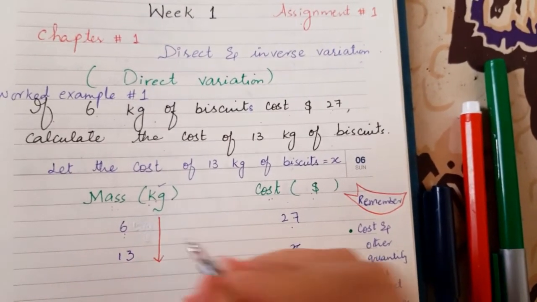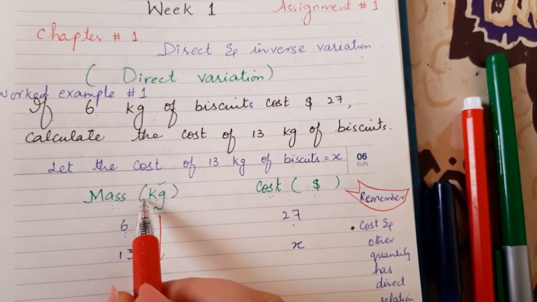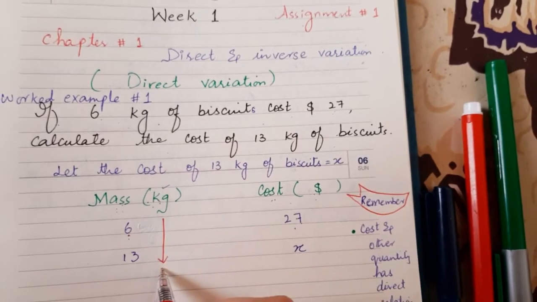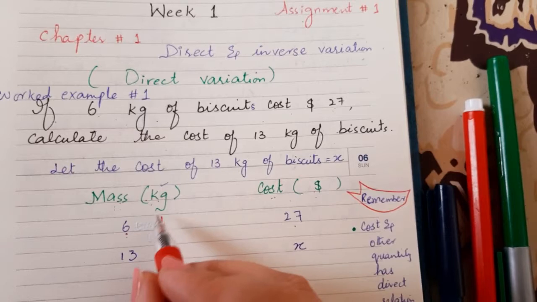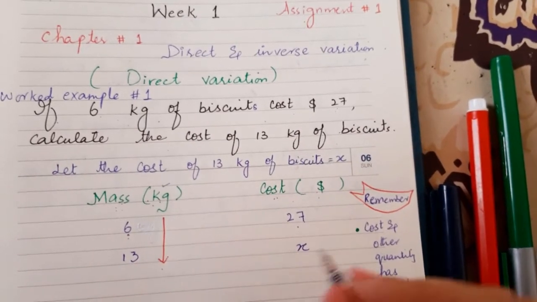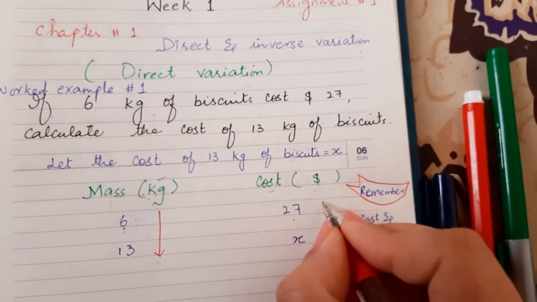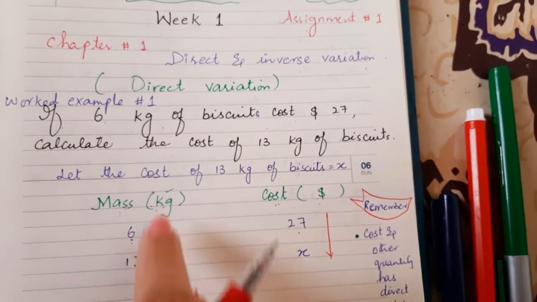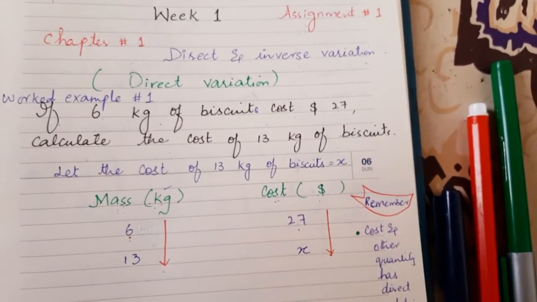I'm going to draw the arrows in the downward direction. How we are going to judge it: the mass of biscuit is 6 kilogram and it is increasing. That's why I'm drawing it in the downward direction. It's up to you whether you want to draw it in the upward way, but as I'm drawing it over here in the downward direction, the arrow here must be in the downward direction. If you are using the upward direction arrow, then here also you have to show the upward arrow.